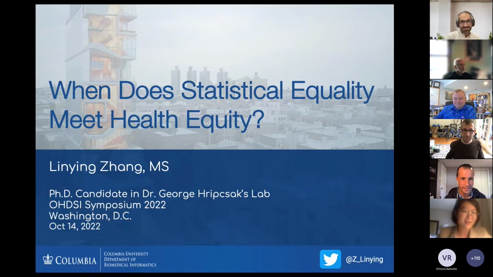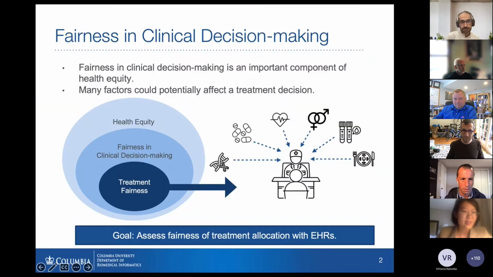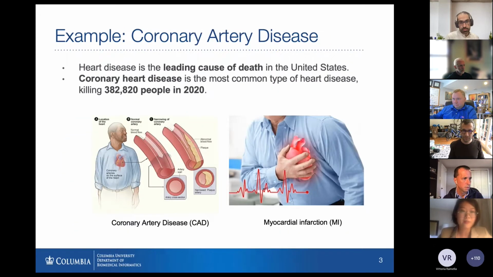So let's talk about health equity. Health equity is a very broad topic, and in this talk, we focus on equity within the clinical decision-making process, and specifically on treatment assignment. Many factors can potentially affect a treatment decision, such as sex, race, and patient physiology, and many more. So how can we assess fairness of treatment allocation using EHRs?